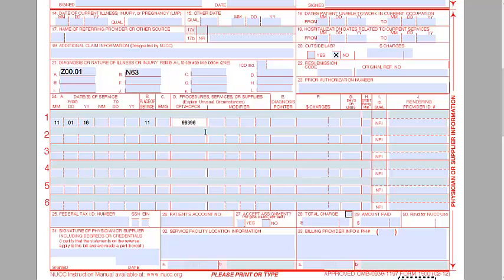99396. 99396 is actually the evaluation and management code for a preventative medicine visit for a patient between the ages of 40 and 64. And I'm going to indicate that we saw her for reason A. We're going to put in the amount that the visit was, how many times we're going to charge it, and then the physician's NPI number, 901-456-2378. We're also going to charge a second E&M code.